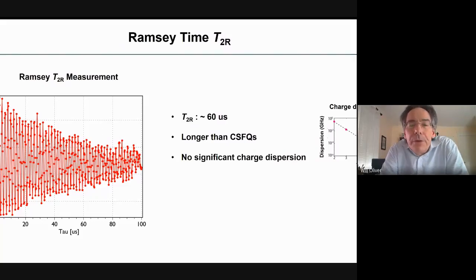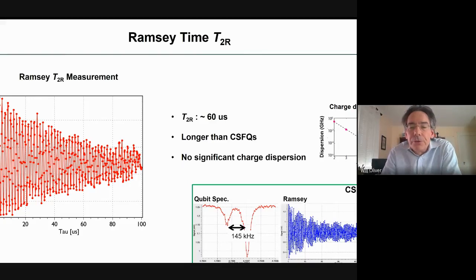On the Ramsey time, this one was better than what we saw in our C-Shunt flux qubits. This one was around 60 microseconds. There's not any real significant charge dispersion, and we can compare that with a similarly designed C-Shunt flux qubit with only 2 parallel junctions, and this one had, I would say, a significant amount of charge dispersion. And another one of these rules of thumb, as we know, is that the charge dispersion will go down as you increase the number of parallel junctions. And so here, going out to n equals 8 basically suppresses this dispersion effect.